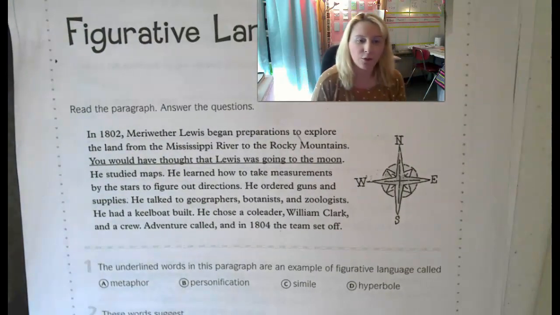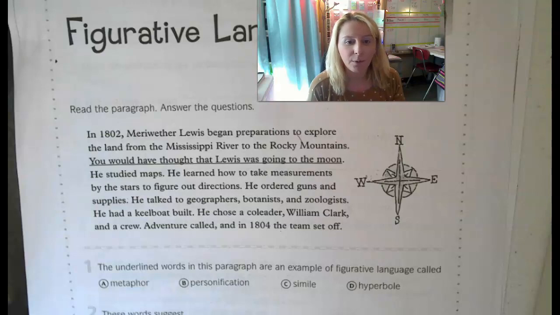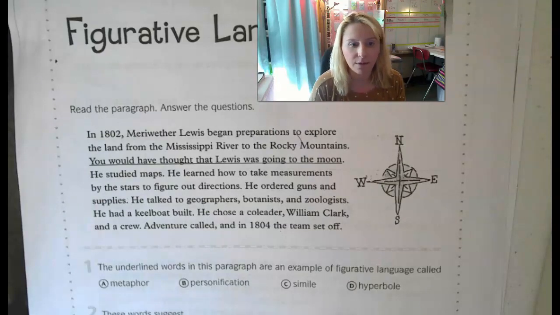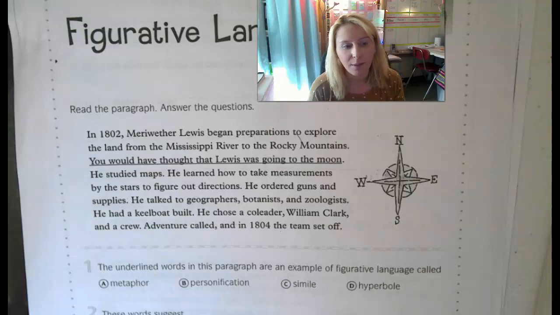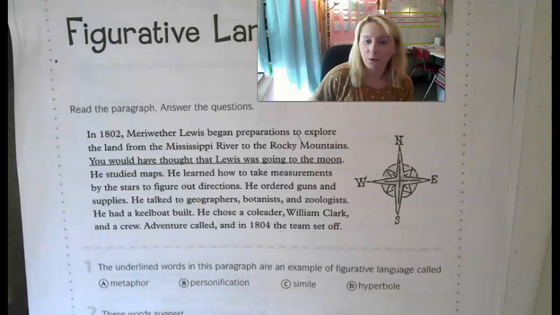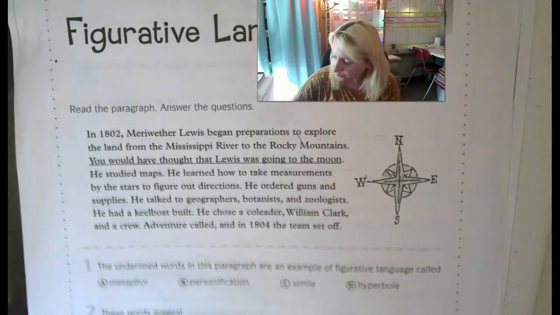In 1802, Meriwether Lewis began preparations to explore the land from the Mississippi River to the Rocky Mountains. You would have thought that Lewis was going to the moon. He studied maps. He learned how to take measurements by the stars and figure out directions. He ordered guns and supplies. He talked to geographers, botanists, and zoologists. He had a keel boat built. He chose a co-leader, William Clark, and a crew. Adventure called, and in 1804, the team set off.